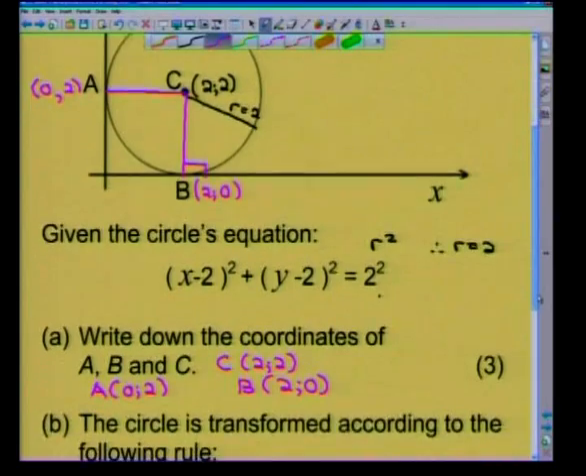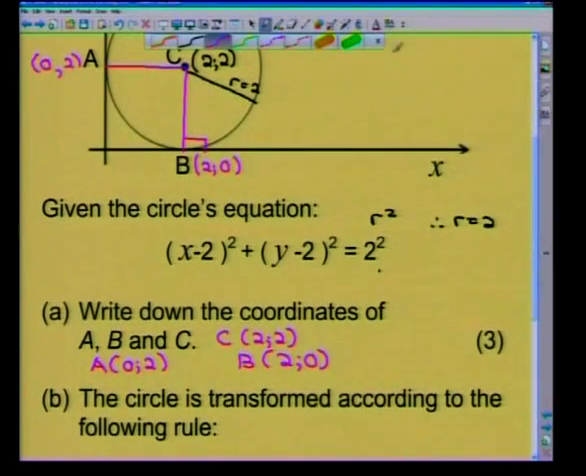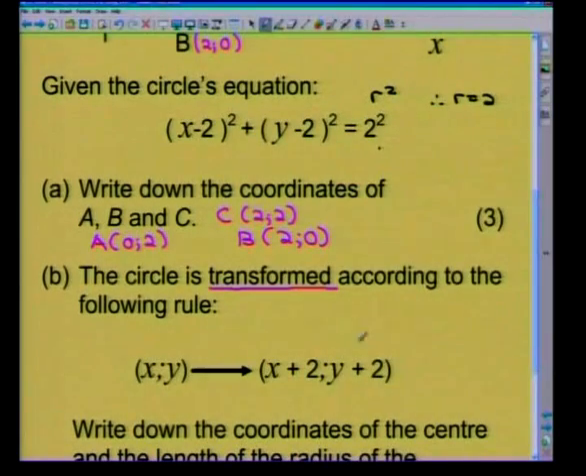Okay, nice little start to the question. Right, now it says the circle is transformed. Great, so remember I warned you that it's more than likely that if they're going to ask transformations, analytical is a really nice place to put it in. Well, here we go. So let's see what it does. It says it's transformed using that rule. Write down the coordinates of the center and the length of the radius.